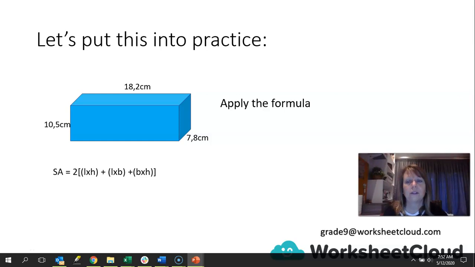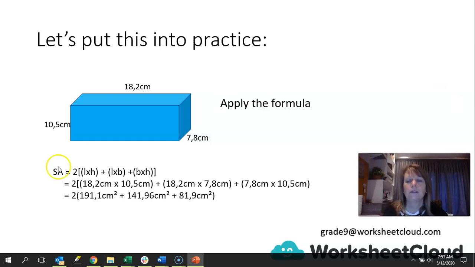So length is 18,2, as I said, times the height, 10,5. It doesn't matter which way around you do this. If you want to go length times breadth first, or breadth times height first, it's completely up to you, because at the end you're going to add them all together anyway. Okay, so we're going to start with 18,2 times 10,5. Then we're going to do 18,2 times 7,8, and then we'll go 10,5 times 7,8. Right, so there we have it. We've multiplied everything together, our length times our height, our length times our breadth, and our breadth times our height.